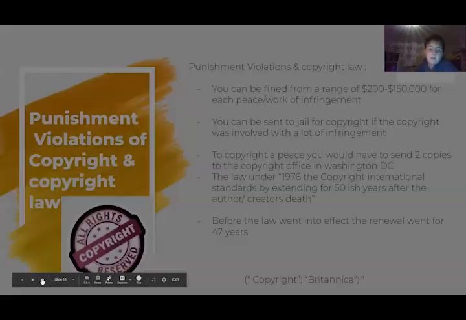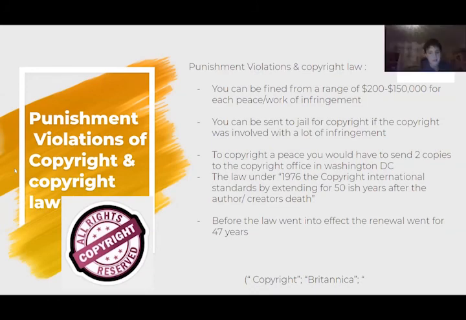Copyright laws and punishments. Some of the copyright laws that are important is that if you infringe copyright and you get caught, you have to pay a fine from a range of $200 to $150,000 for every piece of work infringed. You also could be sent to jail for extreme cases of copyright infringement. How strict is copyright? Not following the rules and not sending a copy to the Copyright Office means that you have to pay a fine.